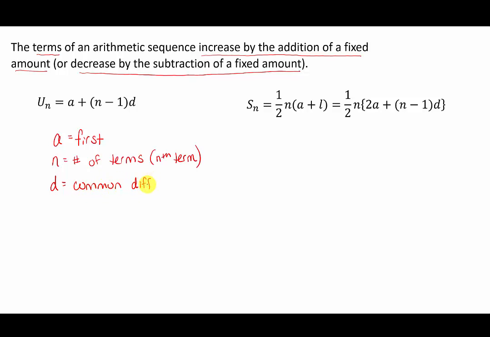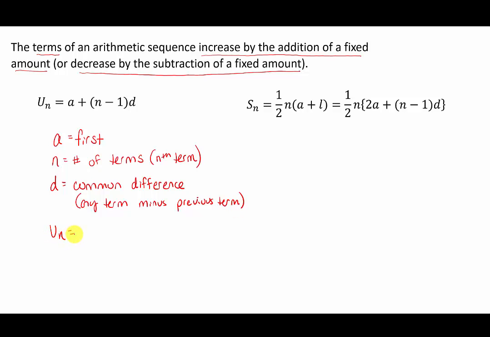Now we call it common difference, but we might be adding, we might be subtracting, okay? And the way you find your common difference, if you have some decimals or some numbers that are a little bit more challenging, you're going to do any term minus the previous term. So you can take any term that you have in the sequence and subtract the term before it, and that gives you your common difference.